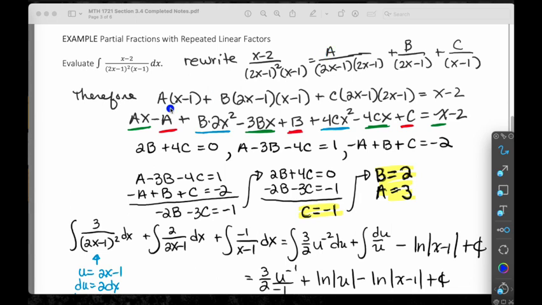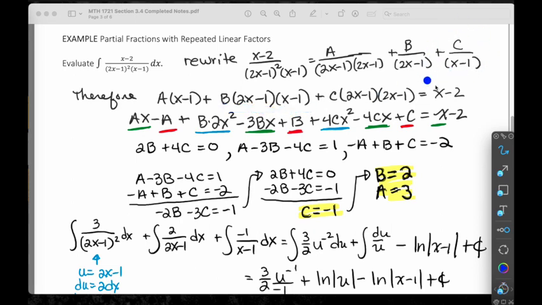So I would have a times x minus 1. For the second fraction, if I'm trying to find a common denominator, I would multiply the top and the bottom by 2x minus 1 and x minus 1. So that would leave me with b times 2x minus 1 times x minus 1.